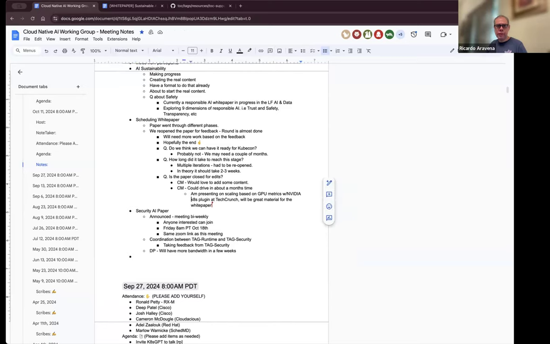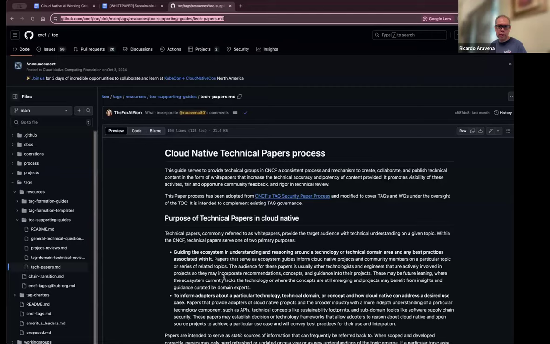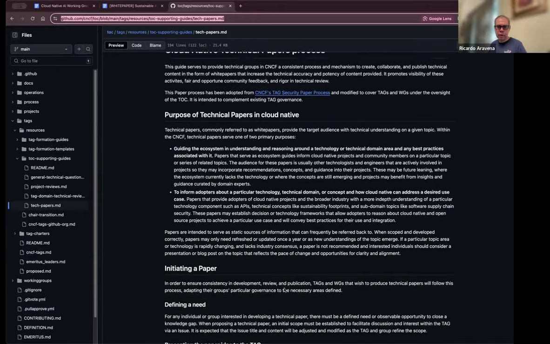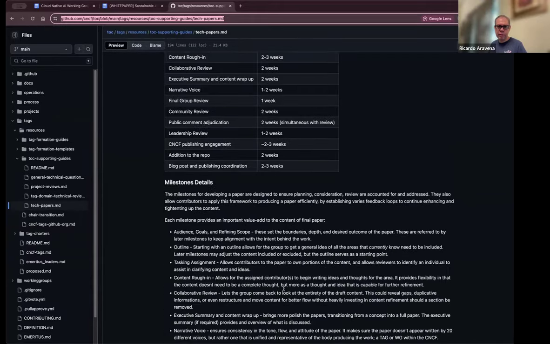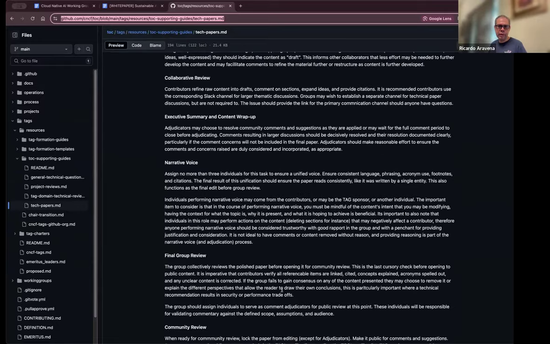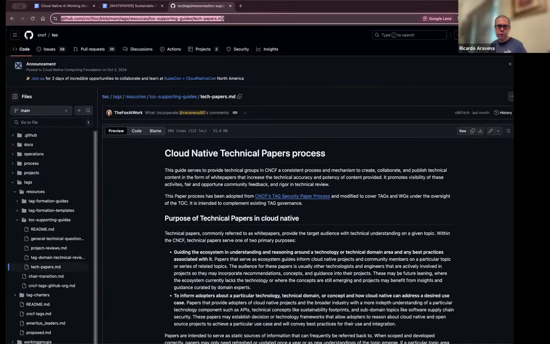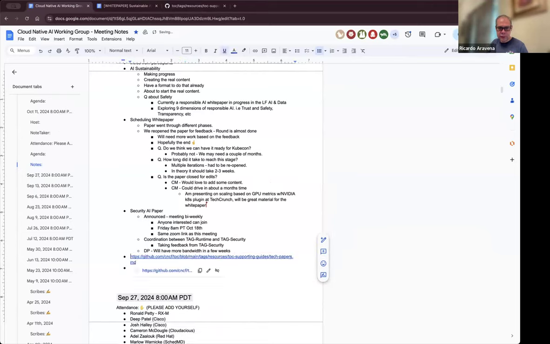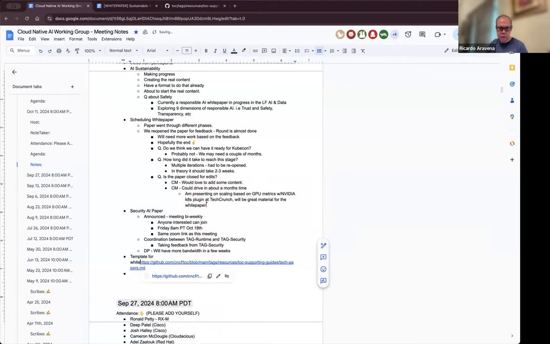Something that I wanted to share is also this. I'm not sure if some of you have seen it, but the TOC actually created this template for a white paper. So this is probably going to be super helpful for folks starting a white paper, right? I'll just paste it in the meeting notes. Cool. Any other things about the security white paper?